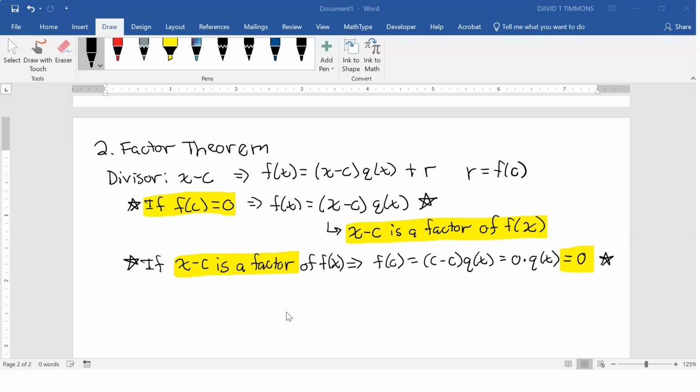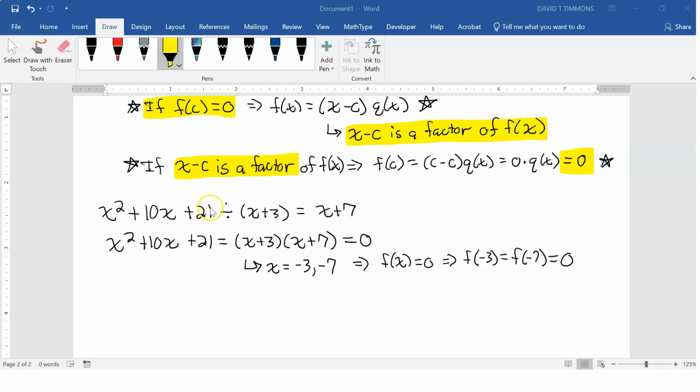Conversely, we can look at the factor theorem in the reverse direction. If x minus c is a factor of f of x, then with this division algorithm, we evaluate f at the value of c. If we substitute c into this expression, c minus c times q of x, c minus c is 0, so 0 times q of x is 0. So to summarize, if the function at a particular value c is equal to 0, then x minus c must be a factor of f of x. And if x minus c is a factor of f of x, then the function evaluated at that value of c equals 0 as well.